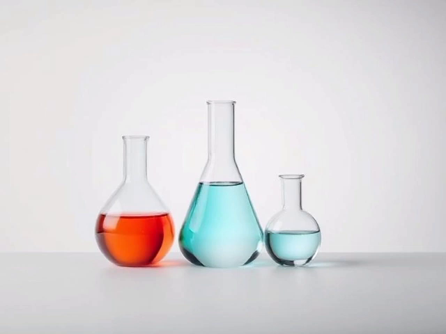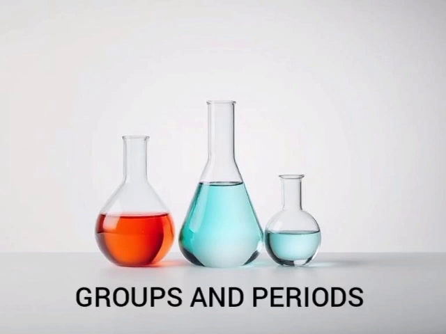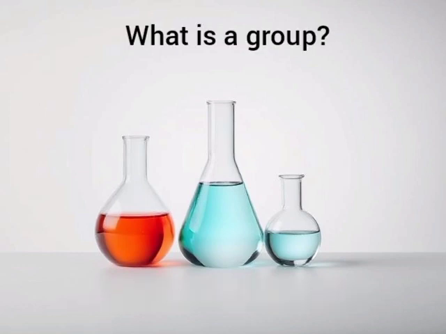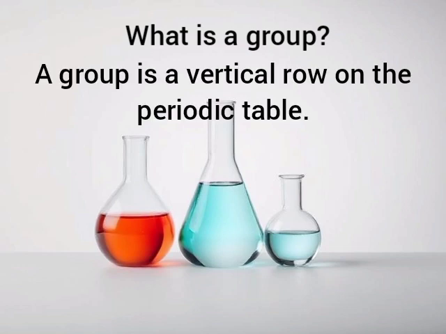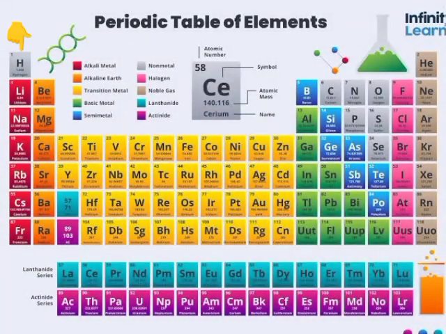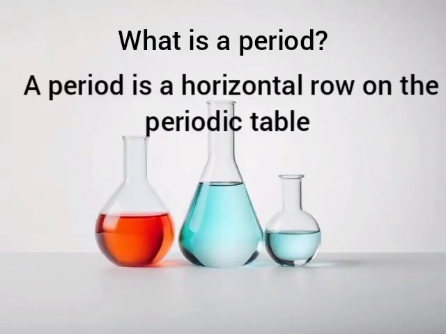So, before I begin, there are basic things we need to know about the periodic table, like groups and periods, for instance. When you hear the word group, what comes into your mind? Okay, so a group is a vertical row of the periodic table. If I go vertically like this, then this is a group. Vertically, this is another group, and it goes on. A period is a horizontal row on the periodic table.